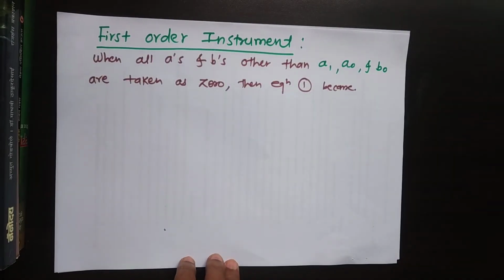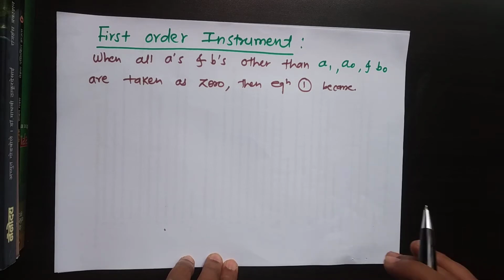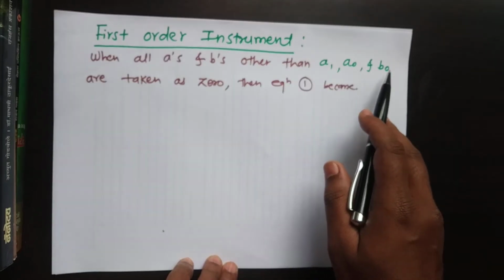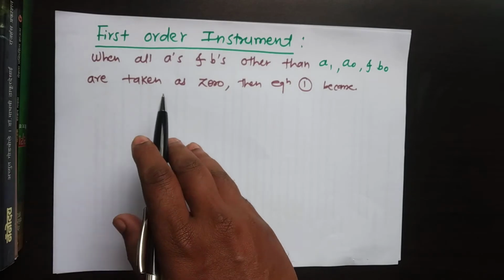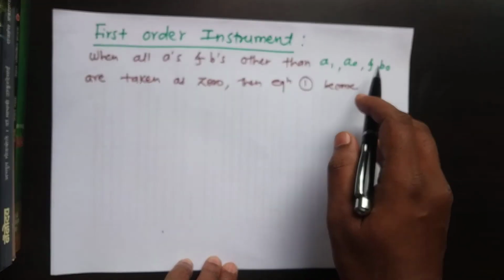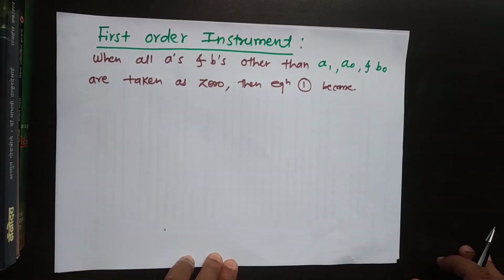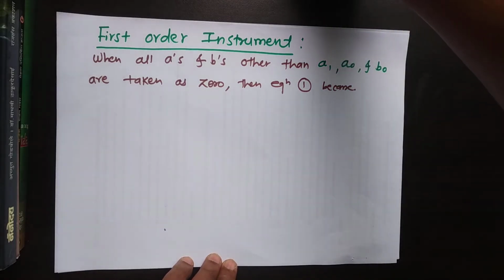In the present lecture we will see how to derive the equation for the first order instrument. In order to get the equation for the first order instrument, we consider all a's and b's other than a1, a0 and b0 to be 0. So a0, a1 and b0 are non-zero quantities, and the remaining a's and b's are considered as 0.